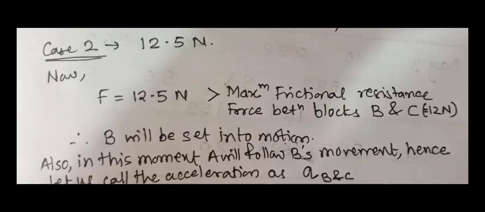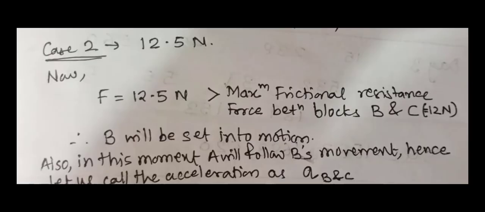Now, along with the block B, the block A, which is right now on the top of that block, at that moment will also start moving, right? What will happen after some time, we will go into those details a little later on. But at this moment, when 12.5 gets applied, block B as well as block A on the top of block B, both will start moving. And hence, let us call the acceleration created in these two blocks as acceleration of B and C.